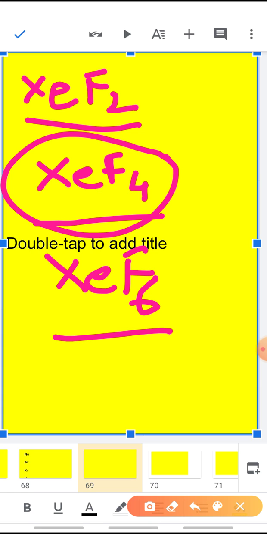Now children, you have to remember that these three compounds are colorless crystalline solids, and they sublime readily at 298 Kelvin. They are strong fluorinating agents. That means they can easily give fluorine to some element and can fluorinate that compound. They are readily hydrolyzed by traces of water. XeF2 is hydrolyzed to give HF and O2. That means they readily react with water.